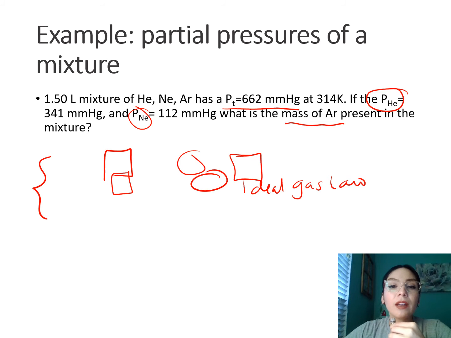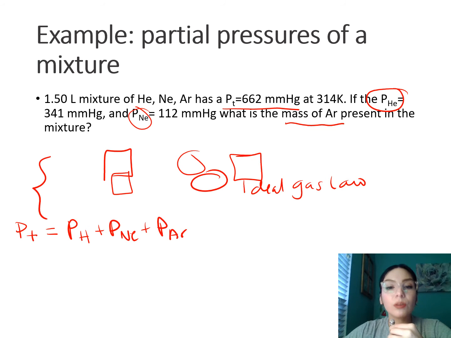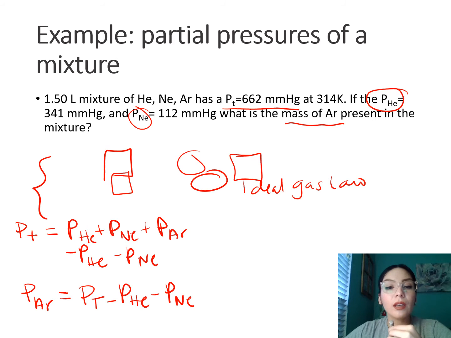So let's go ahead and find first that partial pressure. So we know P total equals our partial pressures, so helium plus neon plus argon. So first we need to solve for this algebraically. So we're going to subtract helium, and we're going to subtract neon from both sides. So then I'm going to get P argon, partial pressure of argon, is equal to total minus P helium minus P neon.